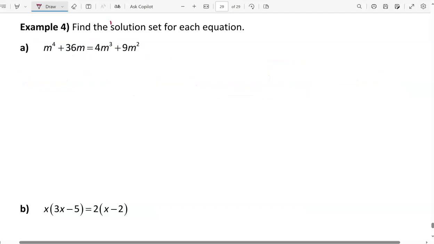In example 4, we are finding the solution set, which means we're solving, which means that we are finding the value or values of the variable that make an equation true. It's important to realize that when asked to factor, you're not being asked to solve, nor is it appropriate to solve, since there is no equation to solve.